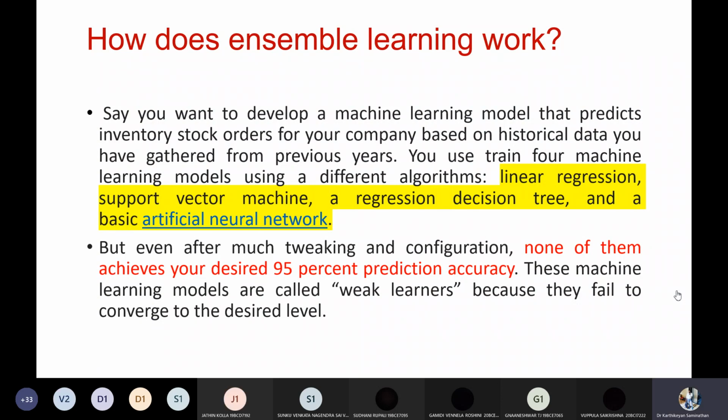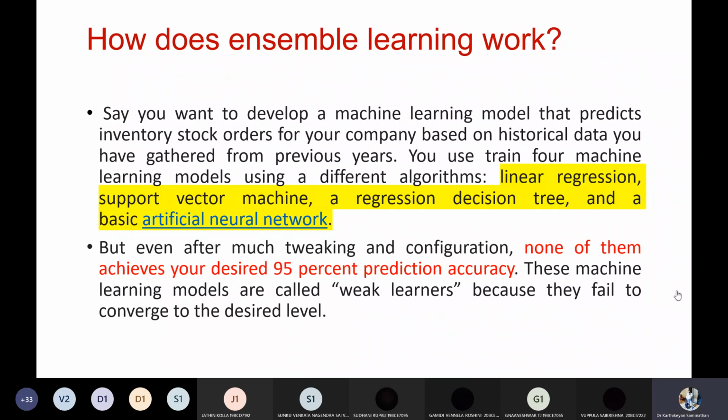Yes, sir. Okay. So last class we discussed what ensemble learning is, what an ensemble is, and what the different types of ensemble learning techniques are, and the advanced techniques like stacking, boosting, bagging, bootstrapping, etc.